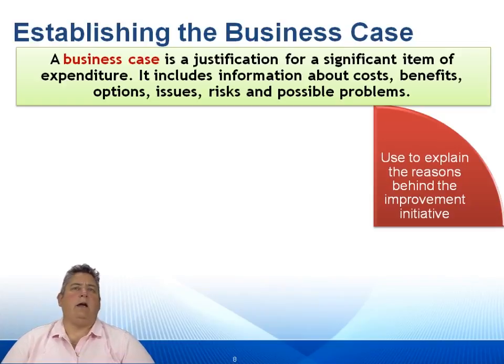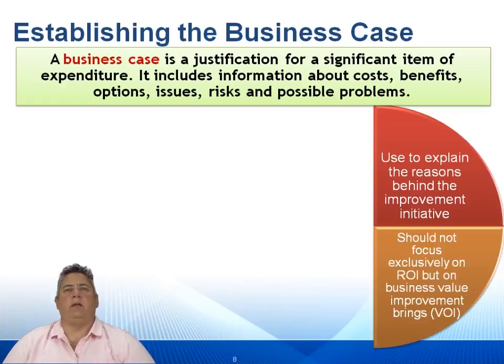Now, typically, large-scale improvements will require a business case. We've talked about a business case at the foundation level. We talk about it in the service strategy volume quite a bit. But a business case is a justification for a significant spend. That business case will include information about costs, benefits, options, issues, risks, problems. They'll provide a level of structure that people can make an informed decision. So in other words, we use a business case to explain the reasons behind an improvement initiative.